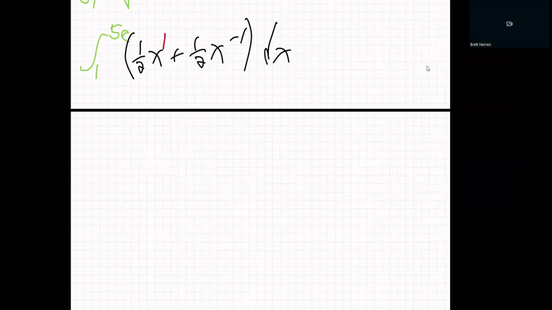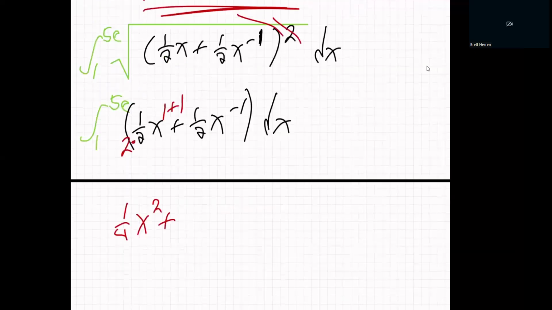You do the antiderivative of each of these. So you add 1 to the power, that'd be 2, and then divide by 2. So put a 2 right there. So it'll be 1/4 x squared plus, and then add 1 to the power. That's going to be 0, and then divide by 0. We can't do that. Right, you got to think about what is that thing? So that won't work. So what's up?